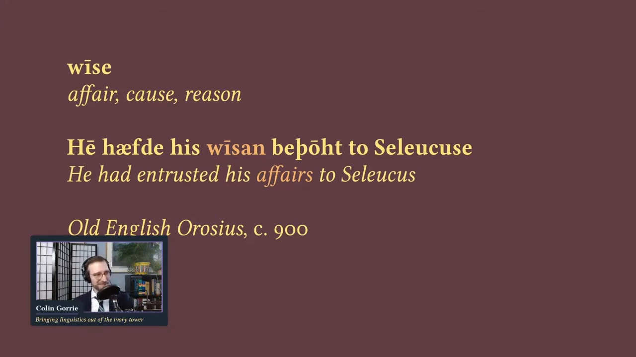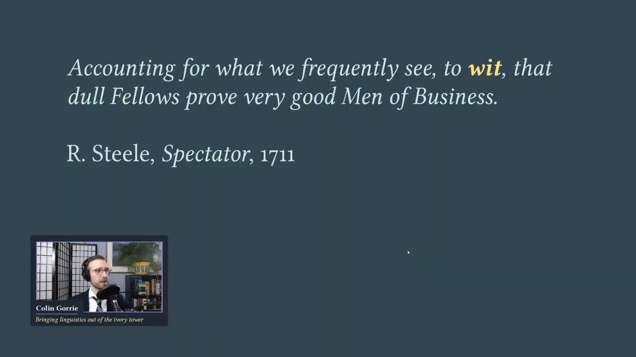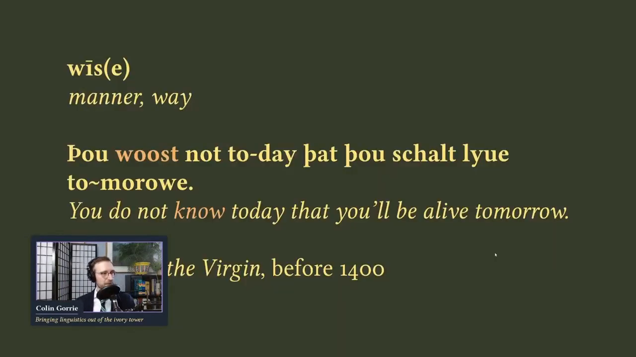There's another word in this family that I really can't go on any longer without mentioning, which is witan or wietan, which meant to know. So this word is basically gone in contemporary English, although you do see it in the phrase to wit, literally to know. Accounting for what we frequently see, to wit, that dull fellows prove very good men of business. This verb, however, shows up a ton in earlier forms of English. And you can see it even in modern English in times where sort of an archaic flavor is needed. And this verb, that should say witan, to know.